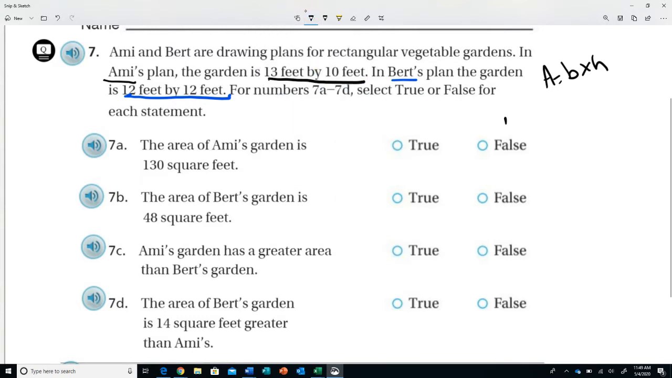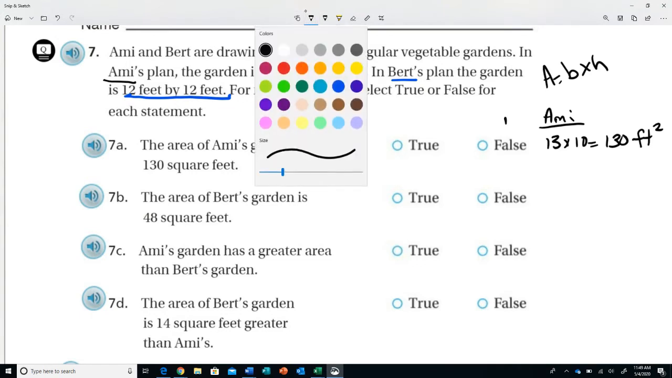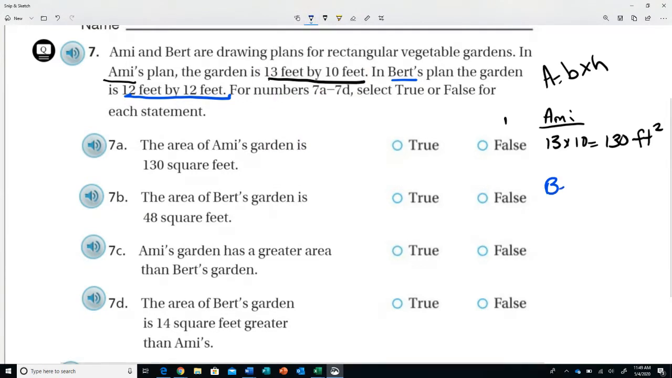Well, I can tell you already I like this problem because the numbers are not too hard. So if we look at Amy, her garden is 13 times 10, which is 130 feet squared, or square feet. And then if we switch to Bert, we know his garden is 12 times 12, which is a square. And I would say most of you know that 12 times 12 is 144 without having to do any math, really. You should know that one off the top of your head. So now we got to go to the questions.